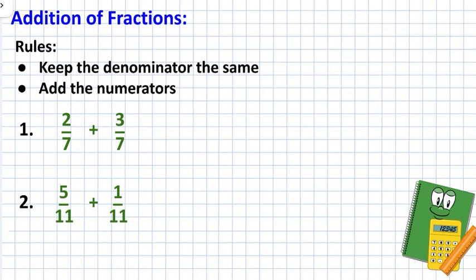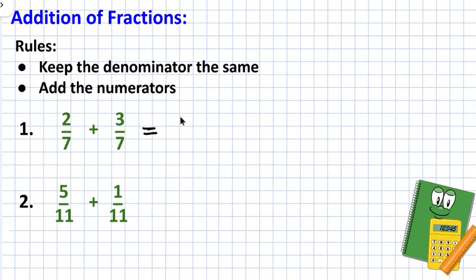So in this case, we have fractions with the same denominators. Example 1, we have 2 over 7 plus 3 over 7. We add the numerators, we say 2 plus 3, then we keep the denominator, which is 7. So this becomes equal to 5 over 7.